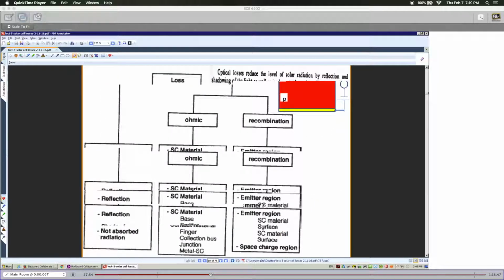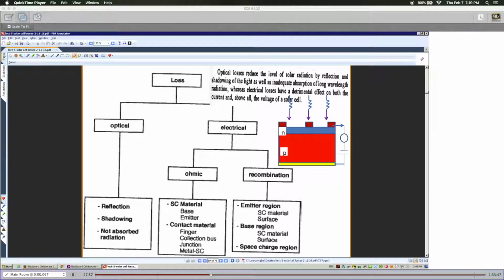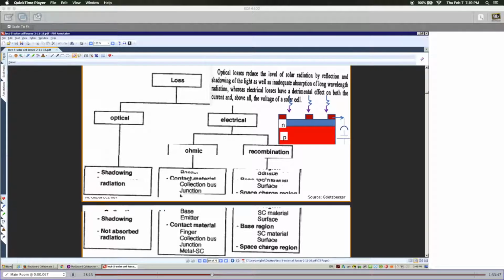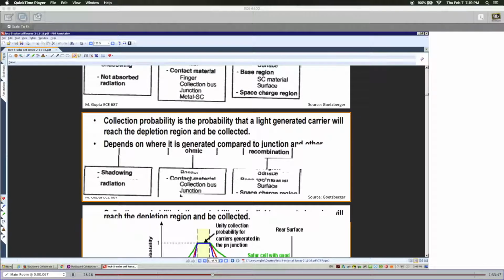So we started with the losses, the optical losses and the electrical losses, and then we're going through these calculations of the graphs to understand the various losses and how they affect the design, because those losses determine the optimum design of a high efficiency solar cell.